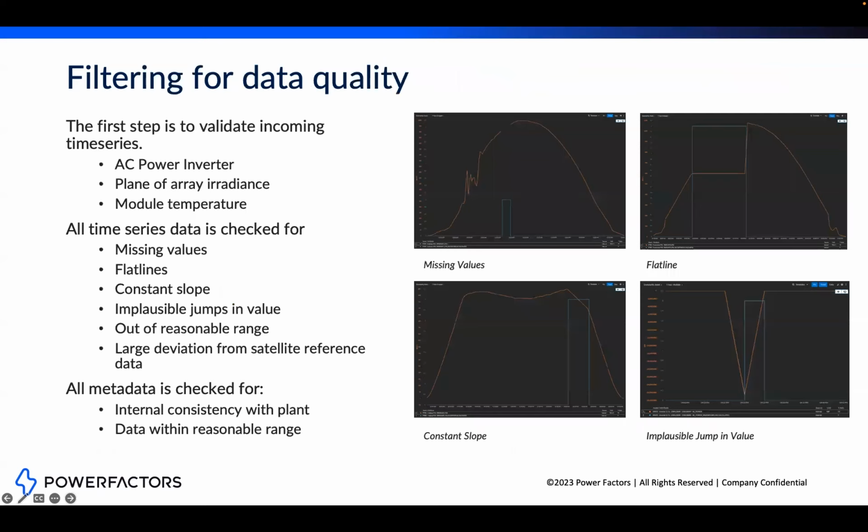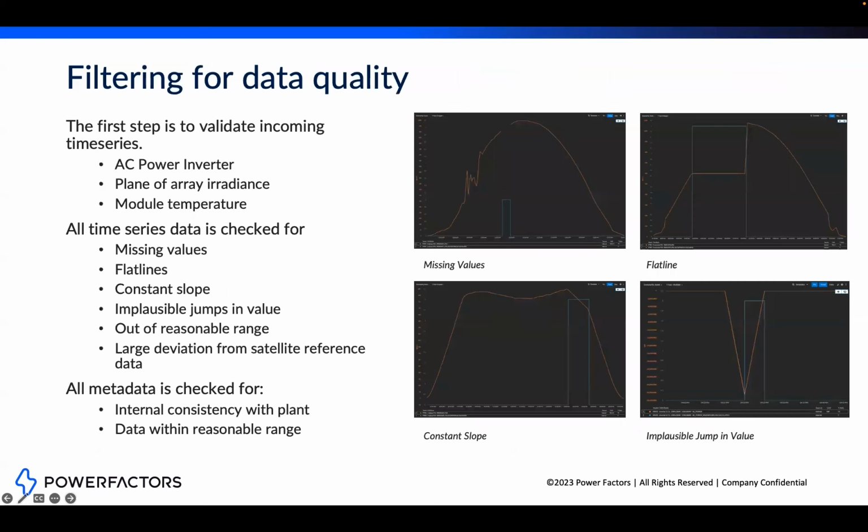So here's an in-depth look at some of the quality issues that get filtered out. So this calculation uses irradiance, POA, module temperature, and AC power. So these values are generally measured on site, but they can be calculated if on-site measurements are not available. So all the time series that we use in this calculation are put through the same data quality filters. Some of the issues captured are shown at right.